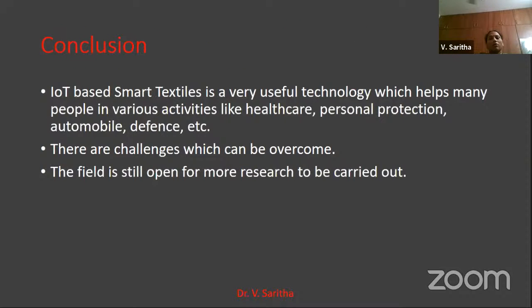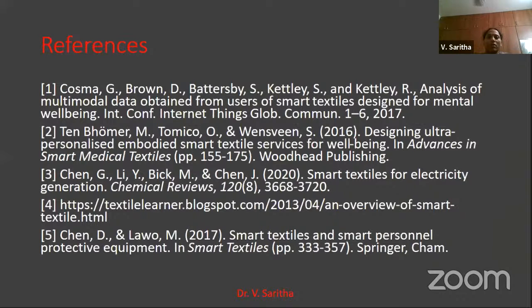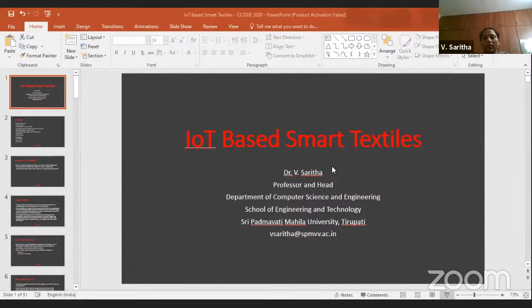So the conclusion is that there are various applications related to smart textiles. There are challenges, some of which have been overcome, and more which can still be overcome using your research. That is the reason why we say the field is still open for more and more research to be carried out. These are the references I have taken. Any questions? I conclude the session here.